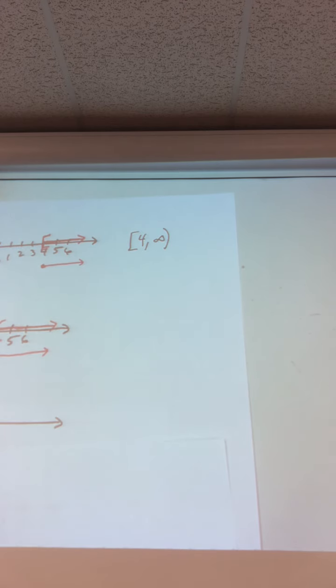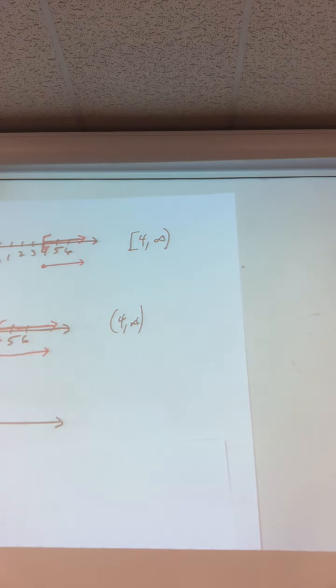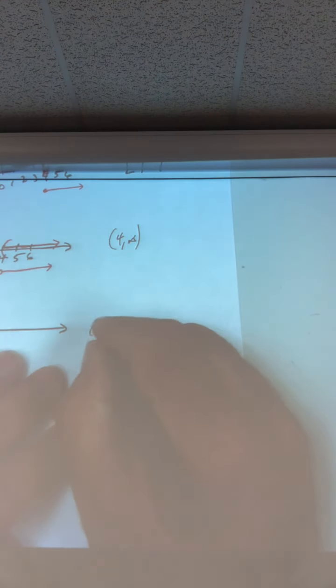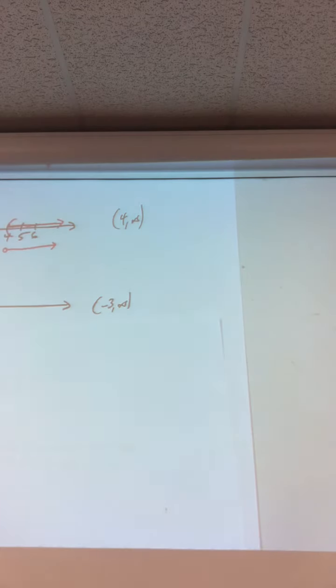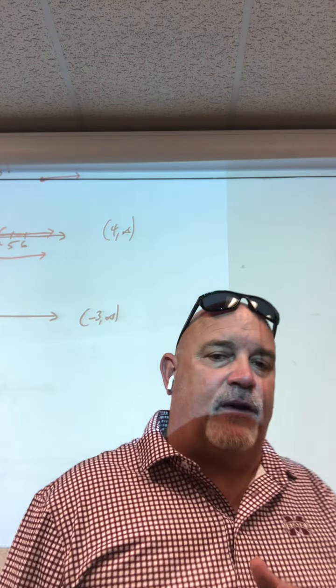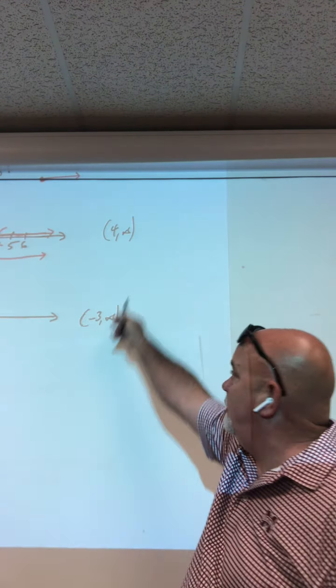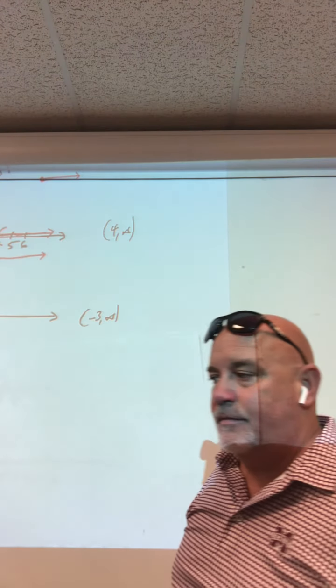Now, when you go to do the next one, interval notation is almost the exact same way. It's 4 to infinity, but it's parentheses on both. Now, if you do the next one, it's going to be from -3 to infinity. So Mr. Rainer, is it safe then to say that if that graph starts at a number and goes to the right, it'll always go to infinity? Yes.